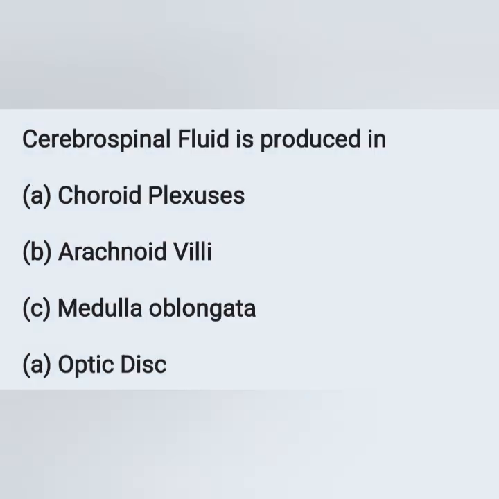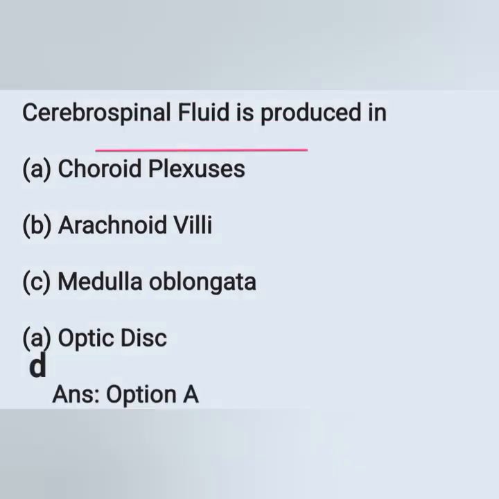And the next question is, cerebrospinal fluid is produced in: option A choroid plexus, option B arachnoid villi, option C medulla oblongata, option D optic disc. CSF is produced in the choroid plexus. Option A is the correct answer.